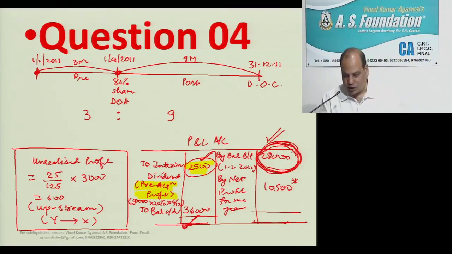So many rectifications I have to do. Small student, what all will he do? The profit for the year 2011 has been earned evenly during the year, means 3:9. There is no abnormal transaction. So therefore just divide this 10,500 in the ratio of 3:9. That is the meaning of this paragraph.